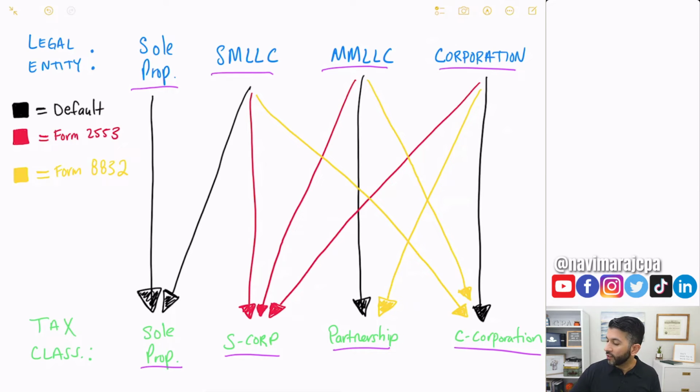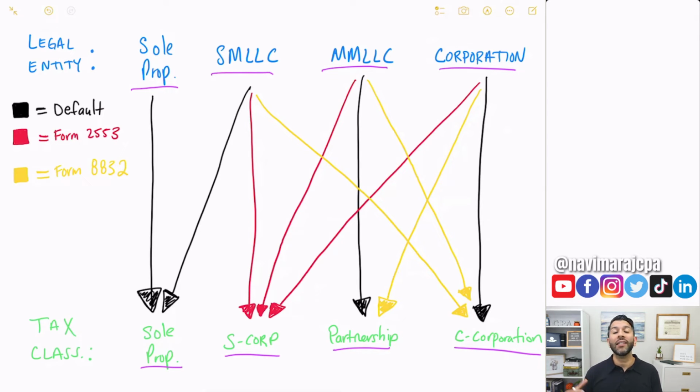The single member LLC has a red arrow saying that, hey, you can elect to have it taxed as an S corporation. The multi-member LLC can be taxed as an S corporation as well. And the corporation, that sort of Inc., if you will, can be taxed as an S corporation as well.